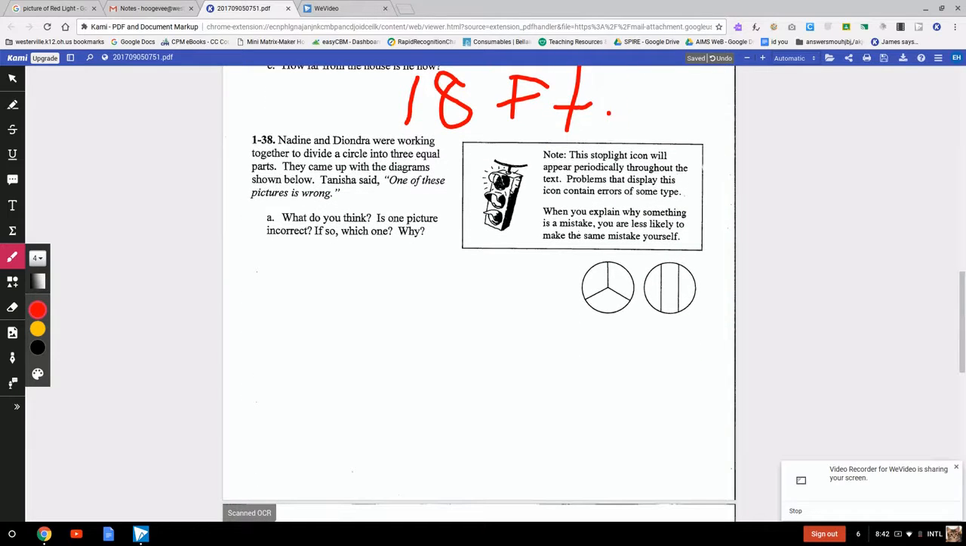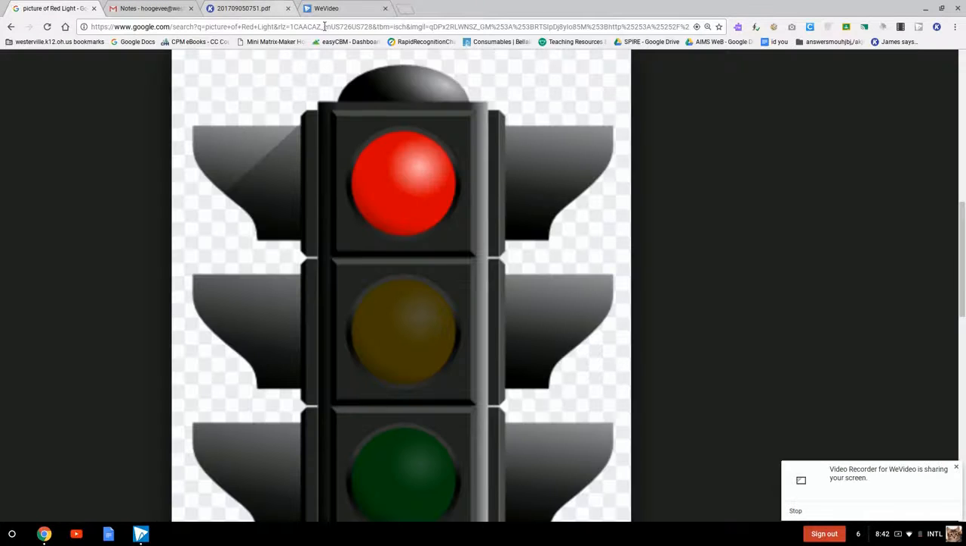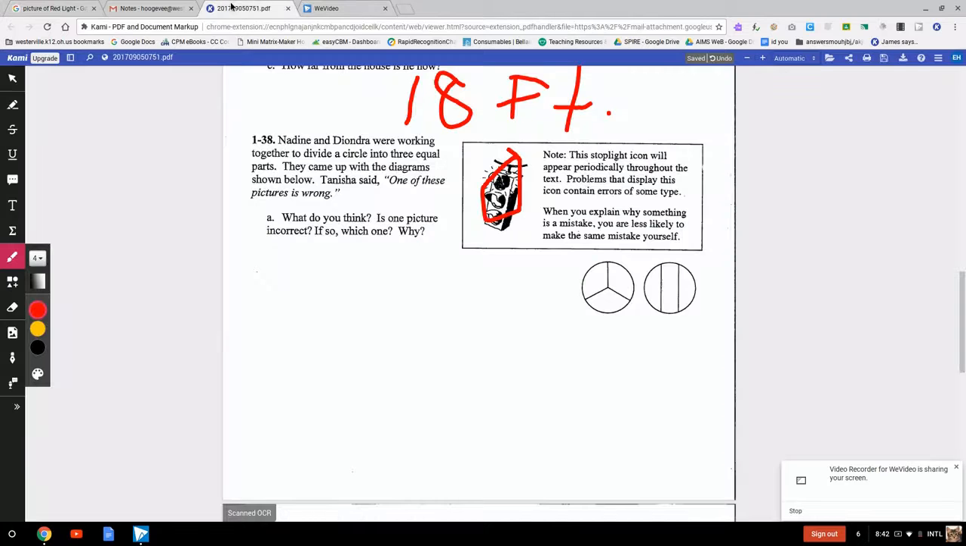Now the next part right here, you're going to see this a couple times this year. They have a red light right there. What that means is that there's something wrong. If you read the box right here, you'll notice that something is wrong with the statement here. I'm not going to read it for you because I've talked too much already. So they ask you what you think. Is one picture incorrect? One picture is incorrect. And hopefully you've already noticed that this picture right here, those are not broken into 3 equal parts.